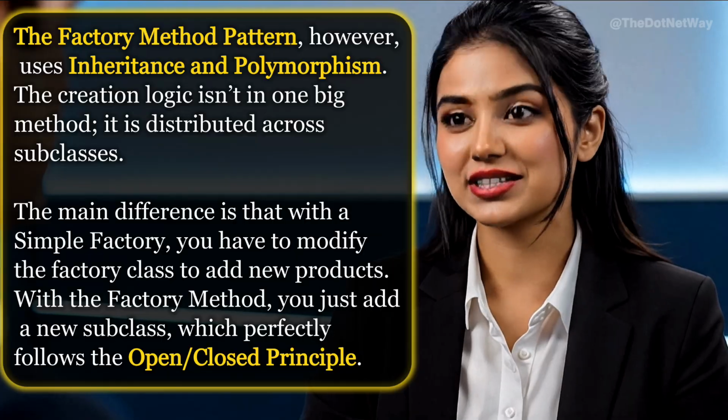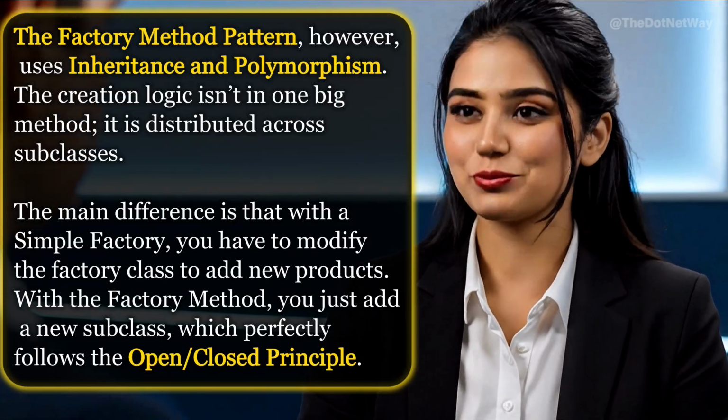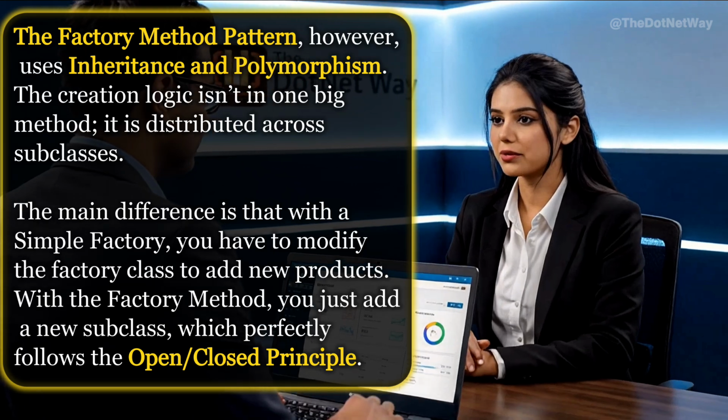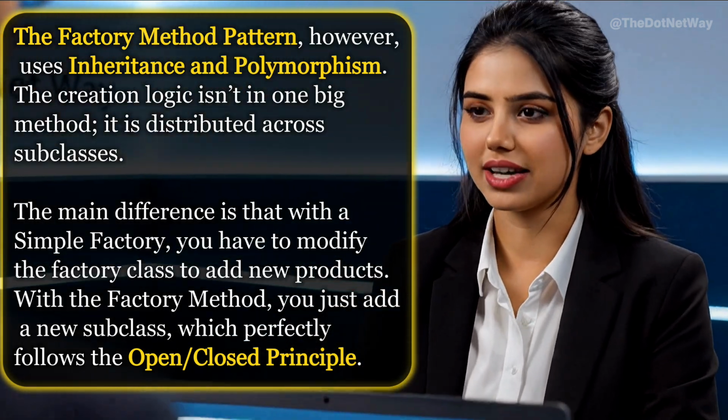The main difference is that with a simple factory, you have to modify the factory class to add new products. With the factory method, you just add a new subclass, which perfectly follows the open/closed principle. How do we integrate the factory method pattern with modern .NET dependency injection, DI?